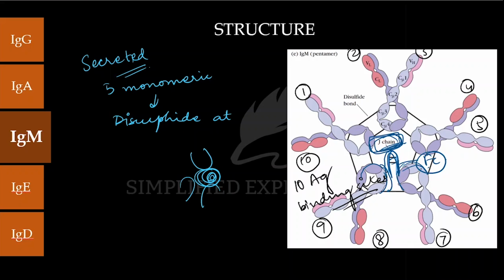So we have seen the valency. We had seen the valency just now. If we talk about the valency, what is the valency? It's 10, because it has 10 binding sites. It's the highest valency of any of the isotypes.